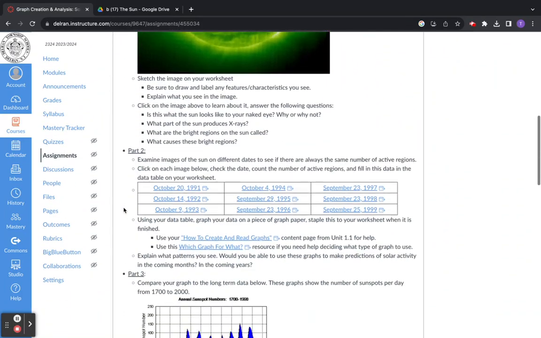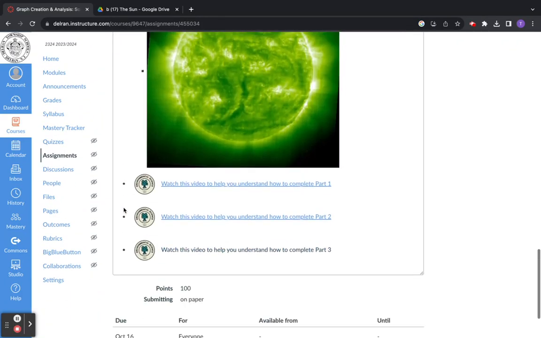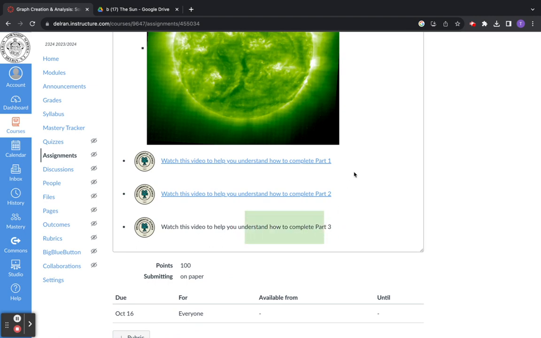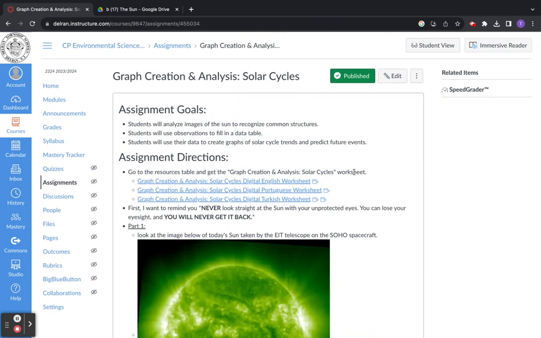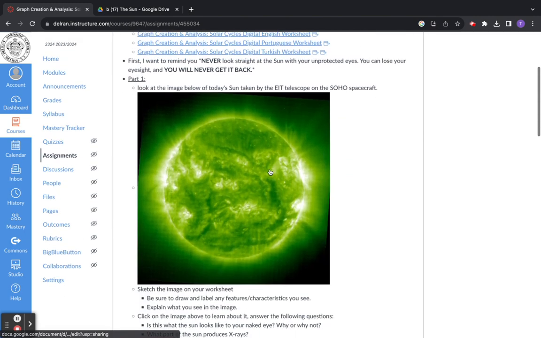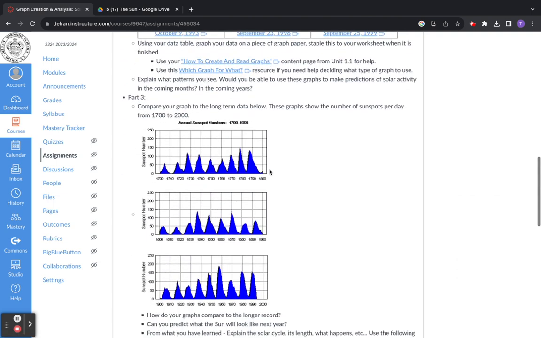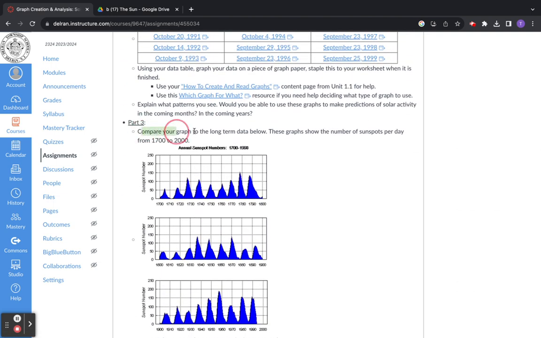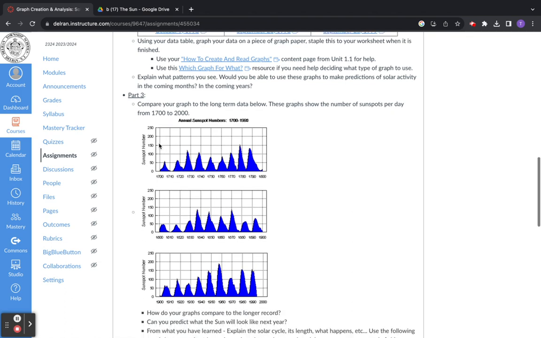This is the help video or the directions explanation for part 3 of the graph creation and analysis solar cycles assignment. So you've already done part 1 and 2. You have a beautiful graph. Now you're going to compare your graph to long-term data. This is the number of sunspots per day since 1700 all the way up to just about the year 2000.